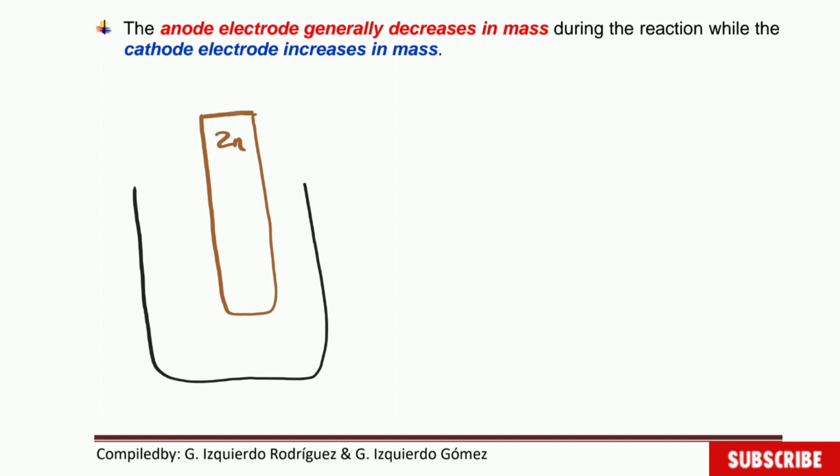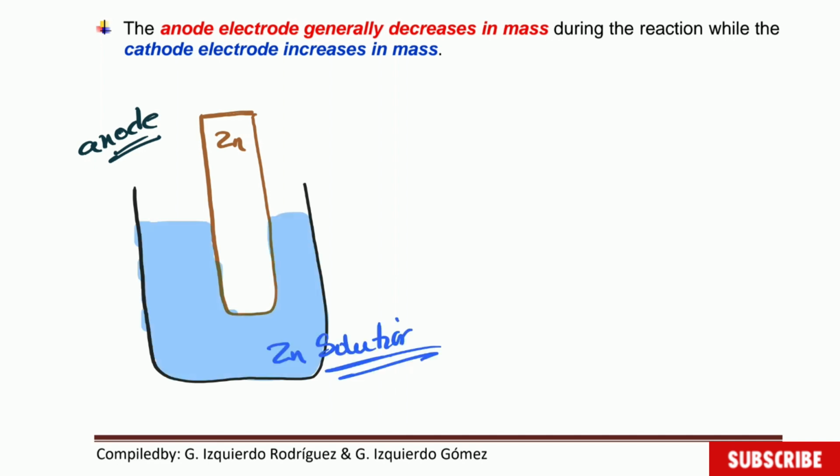Now, zinc, for example, is going to oxidize. It's going to be the anode, right here, anode. So what is going to actually happen to zinc? Remember, there is also a zinc solution. Now, what is going to happen? Zinc is going to oxidize. So zinc is going to lose electrons.